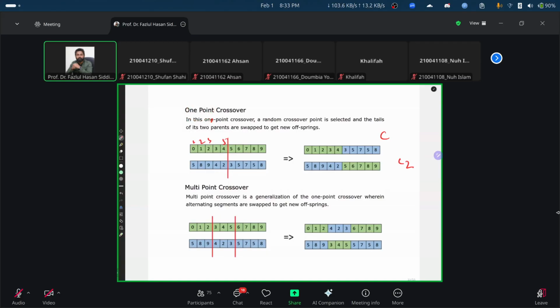And now the second one is the multi-point crossover. As the name implies, multi-point.